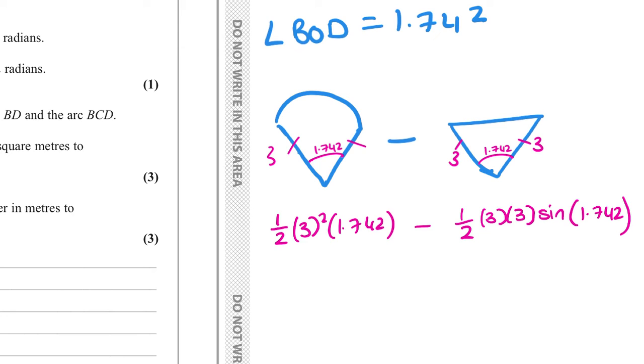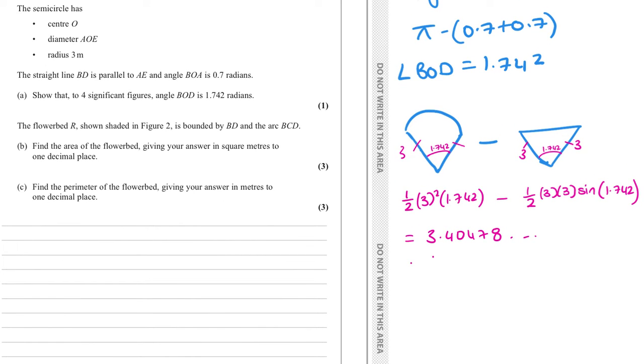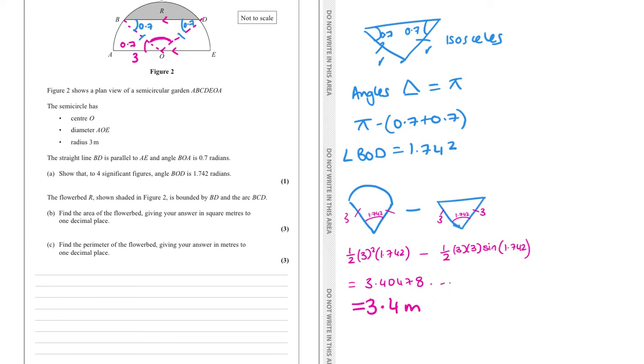0.5 times 3 squared times 1.742 minus a half times 3 squared times sine of 1.742. Okay, this gives me 3.404788, etc. What does it want it to? One decimal place. So 3.4 meters. Okay, perfect.